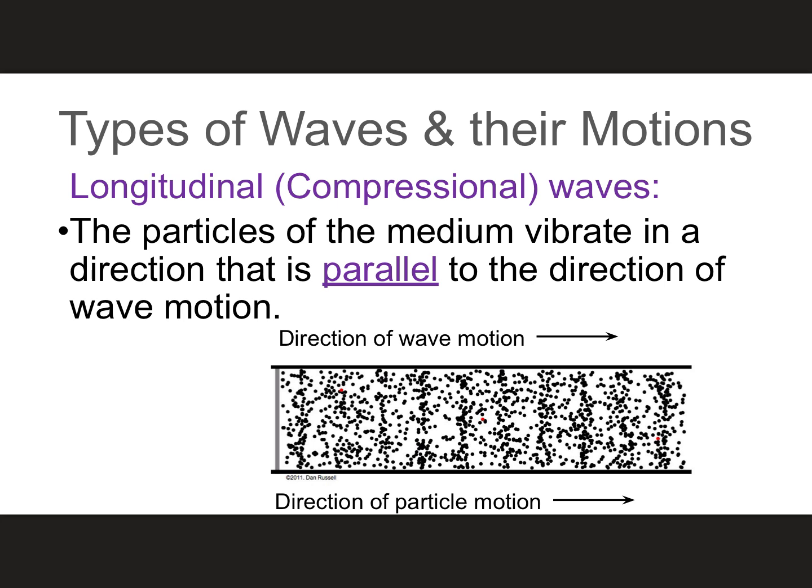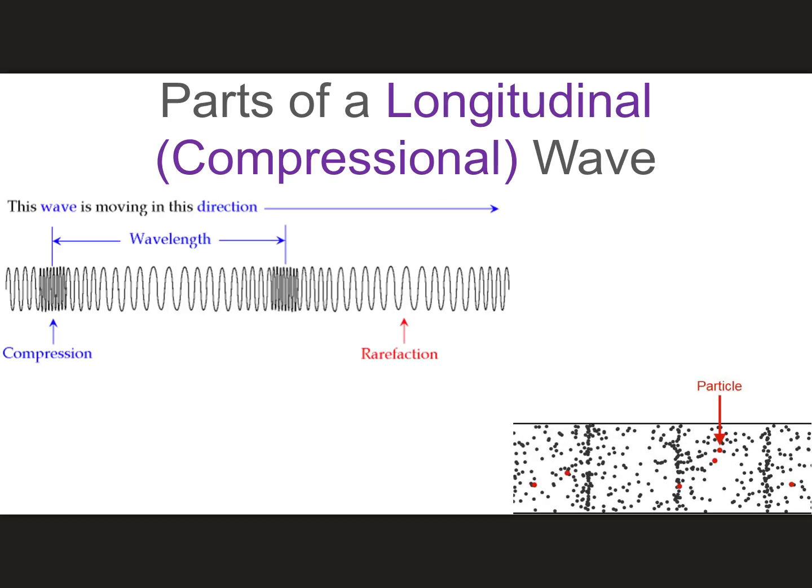Unlike in our other type of waves, transverse waves, in longitudinal waves, the direction that the medium vibrates and the direction that the wave moves is parallel. So these movements and motions are parallel. So as we previously discussed, wavelength is that distance between two compressions or two rarefactions. And rarefaction is when things are spread out, and compression is when those things are close together.